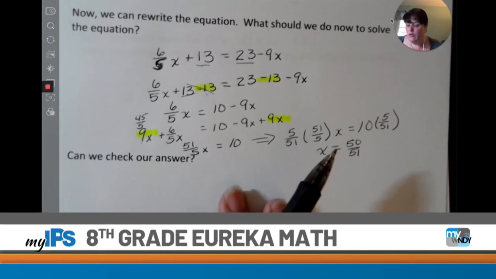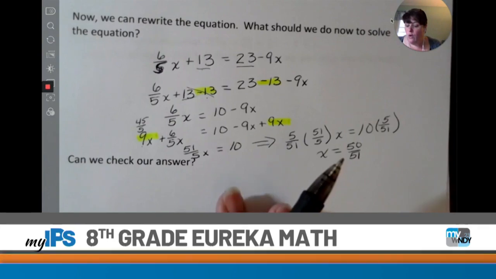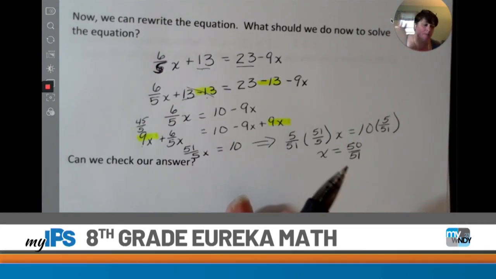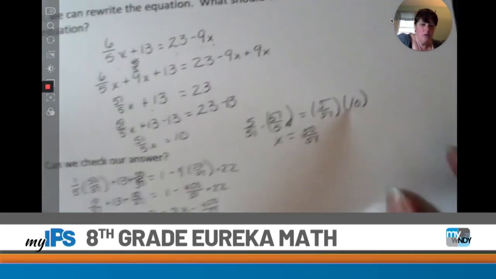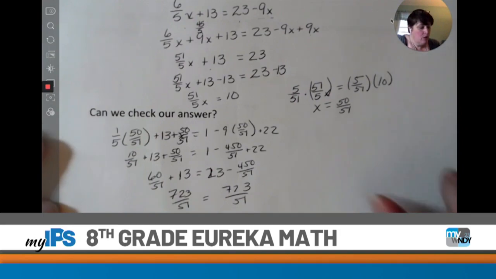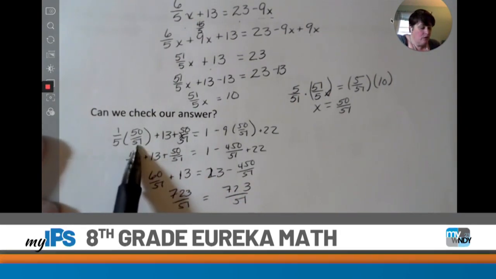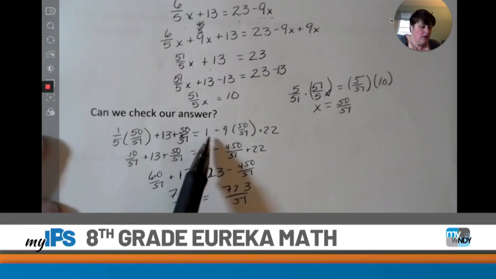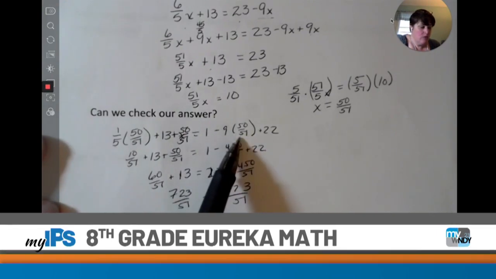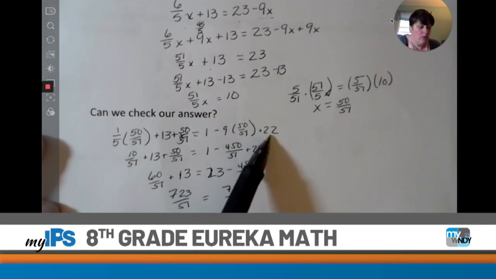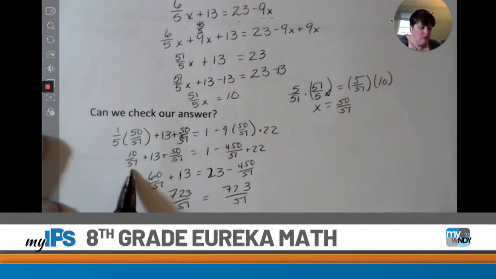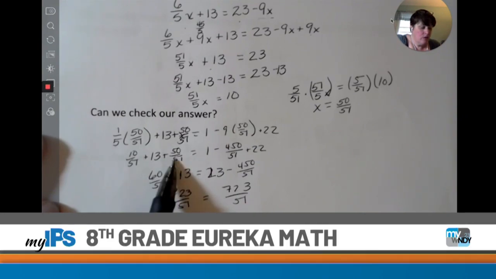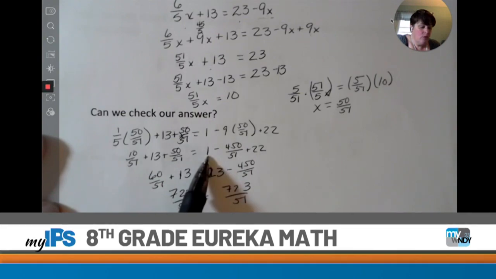I'm going to show you my check that I already did today, only because I don't want to take too much of your time. And we do have to deal with some fractions. So here we go. Here's what the check would look like. 1/5 times 50/51 plus 13 plus 50/51 is equal to 1 minus 9 times 50/51 plus 22. When I multiply, I would get 10/51 plus 13 plus 50/51 is equal to 1 minus 450 over 51 plus 22.